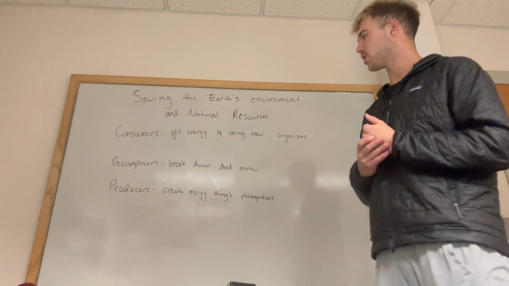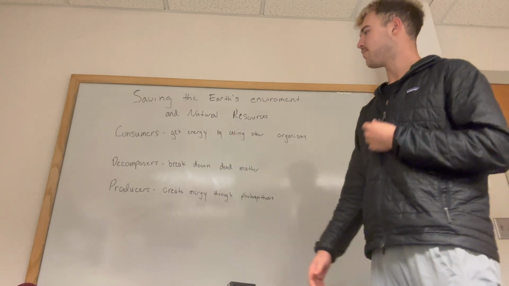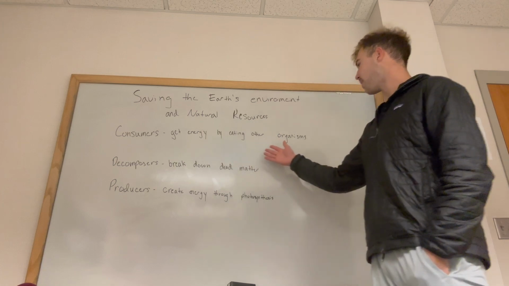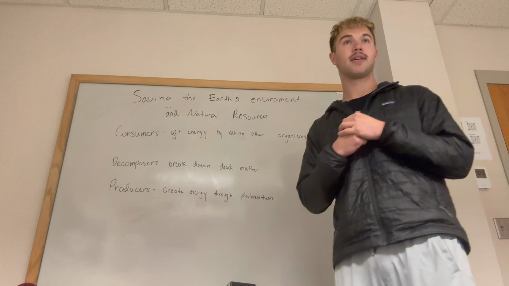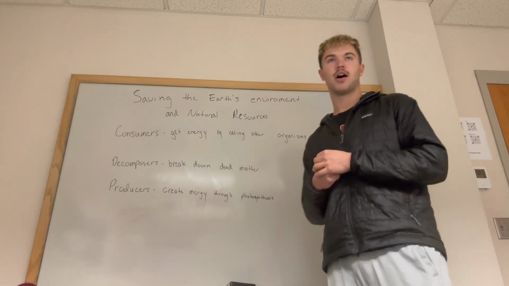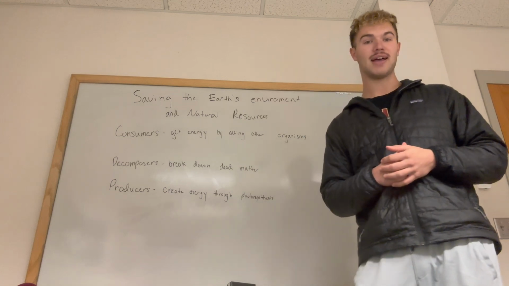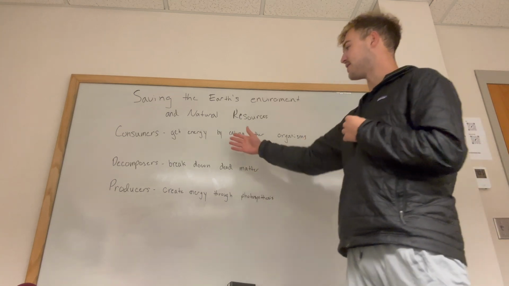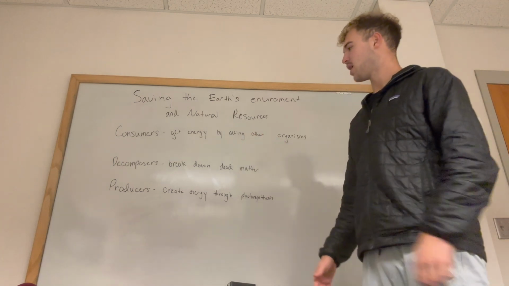Number one we're going to talk about is consumers. I'm going to read that out to you. Consumers get energy by eating other organisms. For example, a consumer could be like a rabbit that you see in your backyard. A rabbit is normally out in your backyard munching around, maybe munching on some grass. So it's getting energy by eating other organisms like plants.